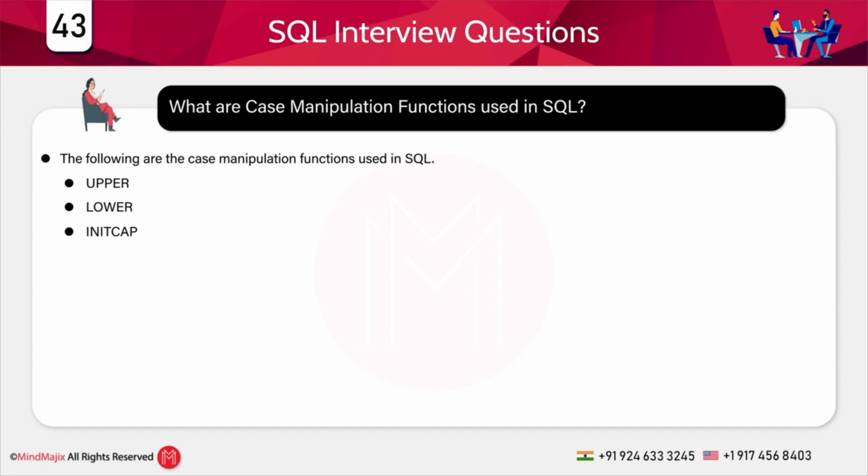So if you want to convert any word into lowercase character, so you can use this lower. Similarly, if you want to convert a word into uppercase, so you can use this function. And the third function is the init cap, in which only the initial character of that particular word or the string will be in capital and rest of the things will be in lowercase.